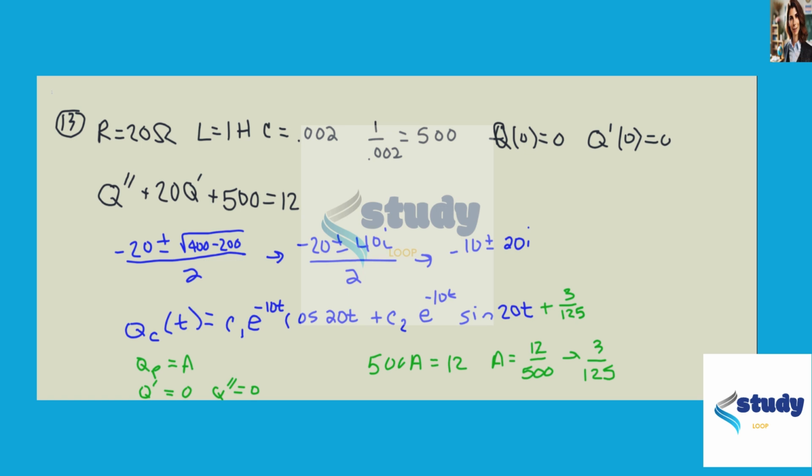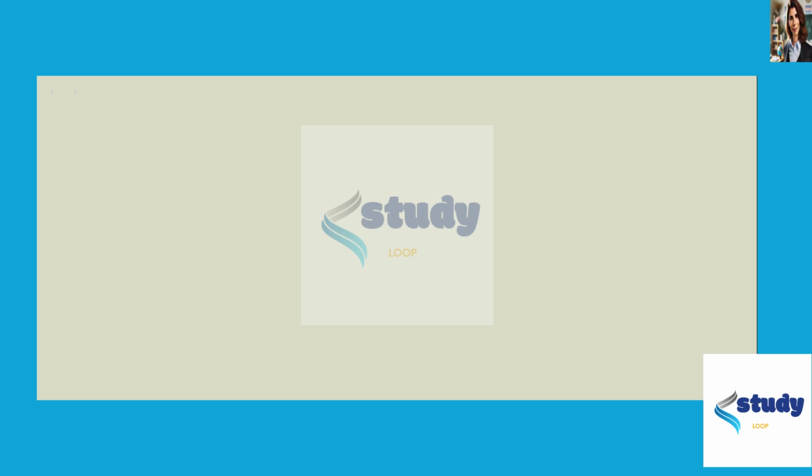So now I have to solve for my C1 and my C2. Solving for my C1, I put a 0 in for Q of t. I know that sine is going to be 0. So what I'm really left with is 0 equals C1 plus 3 over 125. Therefore, C1 equals negative 3 over 125.